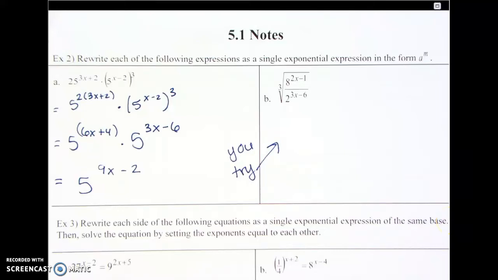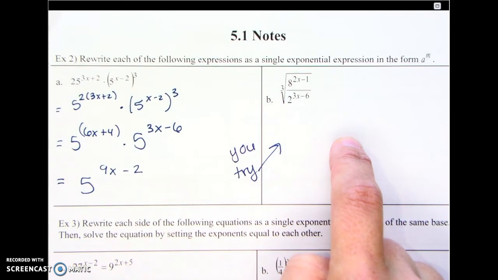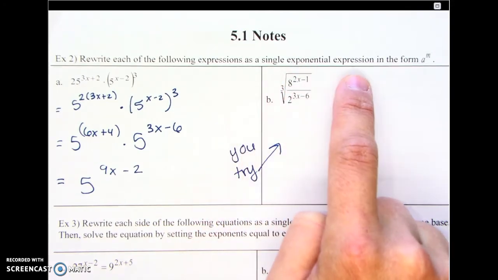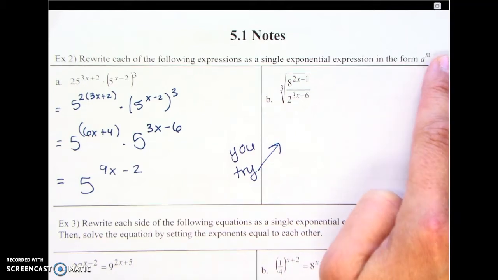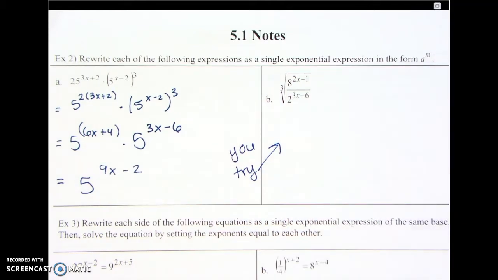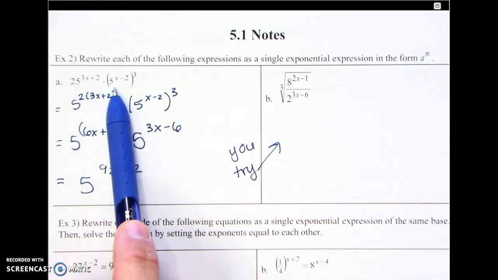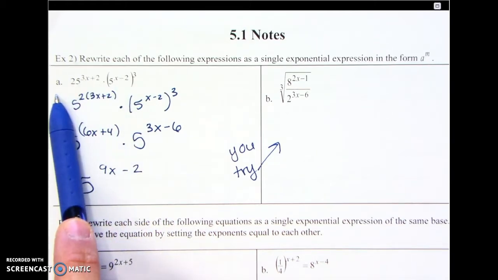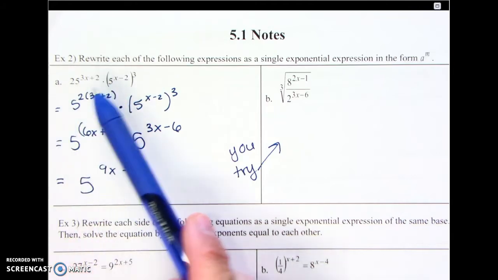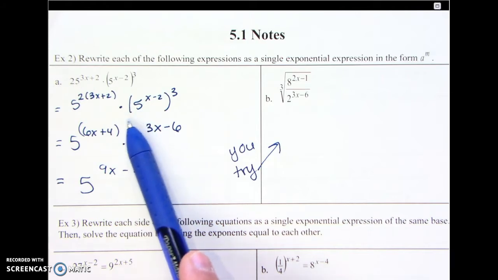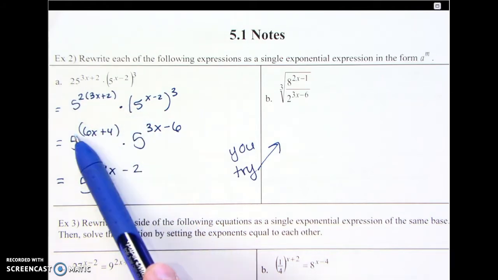Okay, this is 5.1 notes, and this example 2 was A and B was review. So we are rewriting each of the following expressions as a single exponential expression in the form a to the m. What we're practicing is that you can't use the exponent rules if the bases are different. Right now, the 25 and the 5, you can't combine them because they don't have the same base. That's the key to using all of the exponent rules. They have to have the same base. So you have to think in your head, how can I create the same base or equal bases?